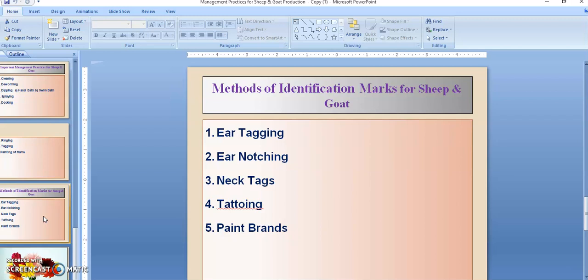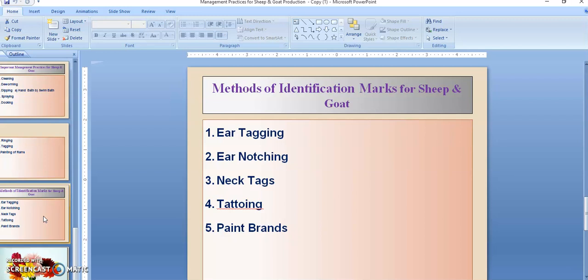The next method is the neck tag method. This is also one of the important methods. Here we use a metal or plastic tag large enough to read the animal from a greater distance. These tags are fastened on neck chains.